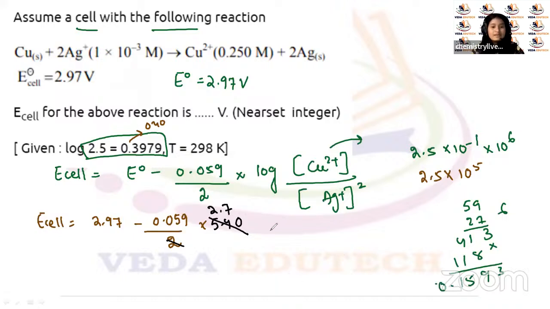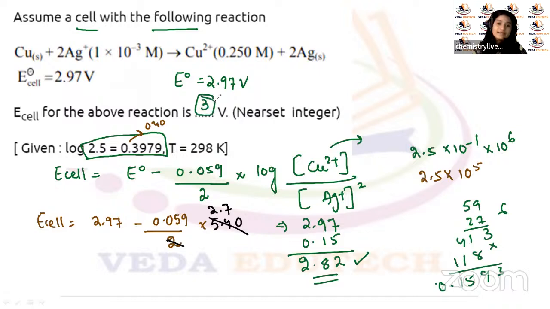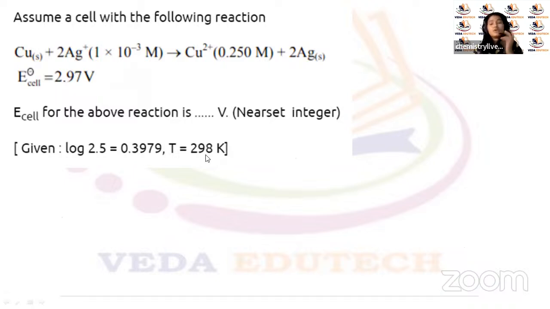So this implies 2.97 minus 0.15, which is going to be, children, 2.82. So the nearest integer is going to be 3, and your answer is going to be 3. Clear? I hope this part is clear to everyone, how to find this. You can take some approximations, whichever you find useful. Approximate values you can take and find the answer, it won't cause much damage.